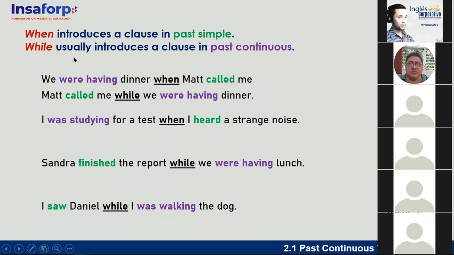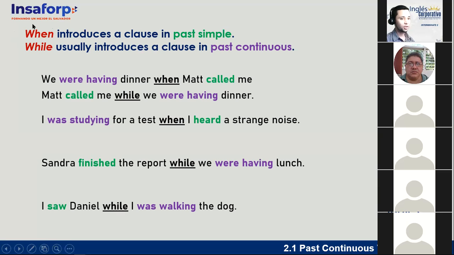You have this, and it's very, very important. Fíjense bien en esto. Hay una clave para identificar también cuando es past continuous y cuando es past simple. Y todo se reduce, bueno, no se reduce, pero hay un indicador fuerte, digamos, que sería when and while. Pay close attention to this. When introduces a clause in past simple. Por lo general, when va antes de past simple. Okay? While usually introduces a clause in past continuous.